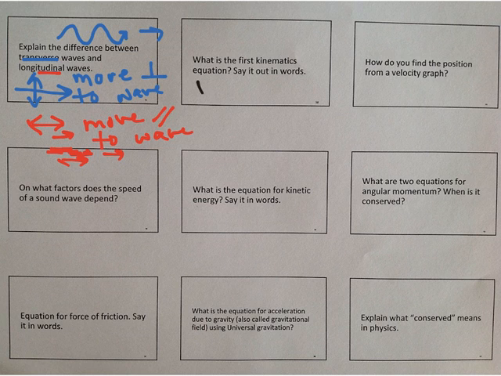Alright, first kinematics equation, delta x equals v naught t plus 1/2 a t squared. How do you find the position from a velocity graph? Area.